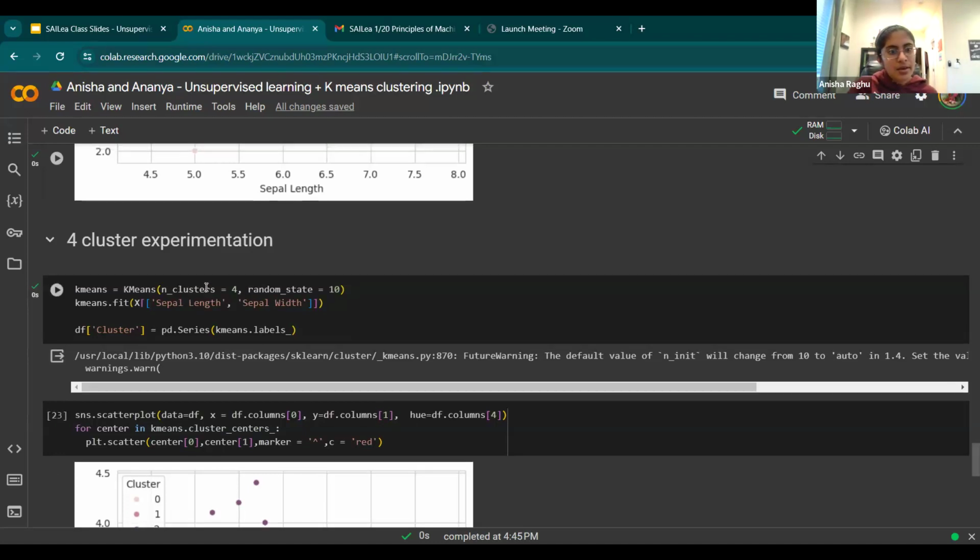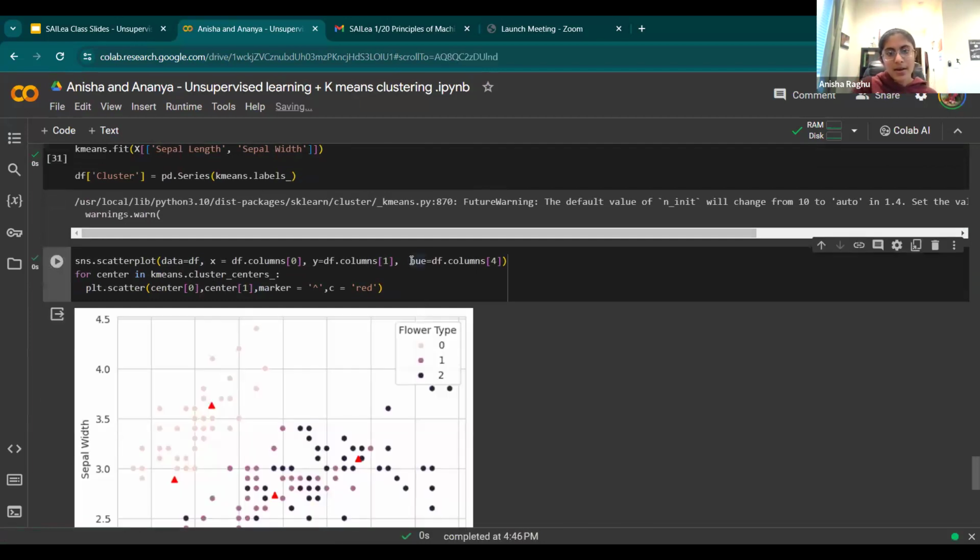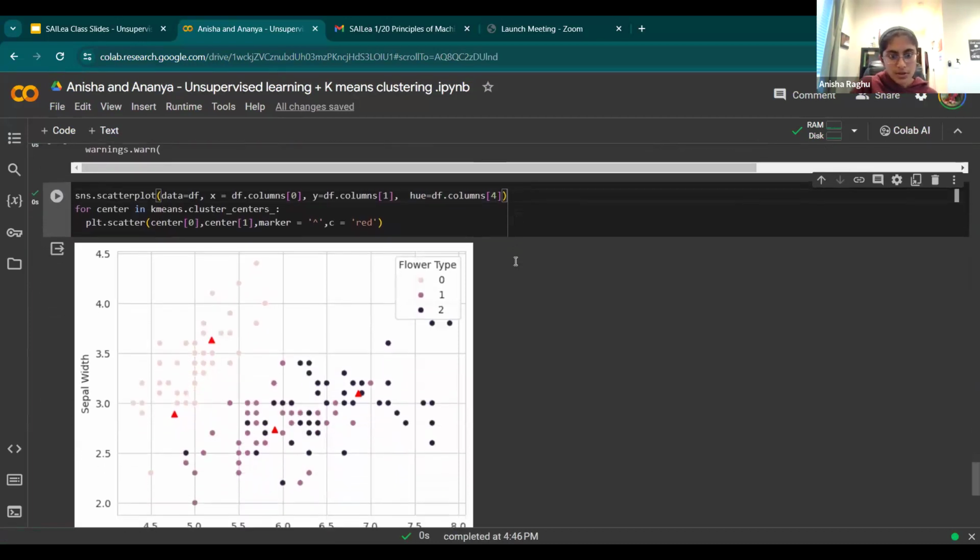So here we're going to be trying it with n clusters equal to 4. We're basically doing the exact same thing, but we're just changing the number of clusters. Once again, I'm setting the hue to be 4 so we can see how it was able to cluster.